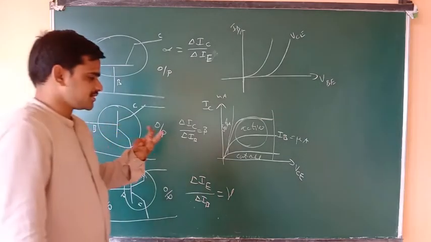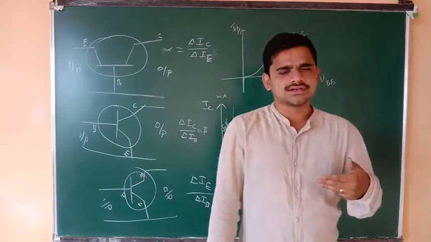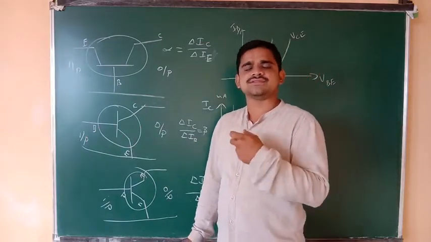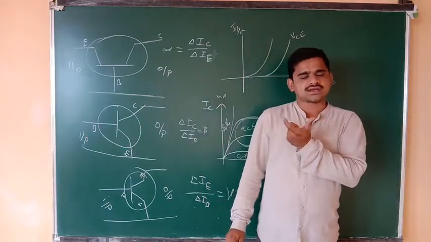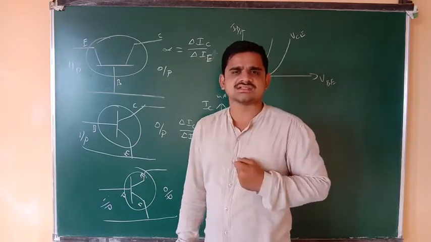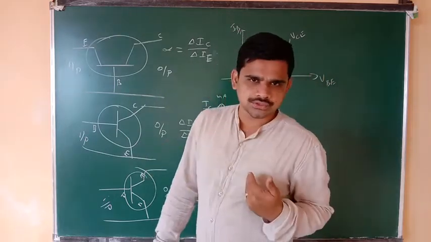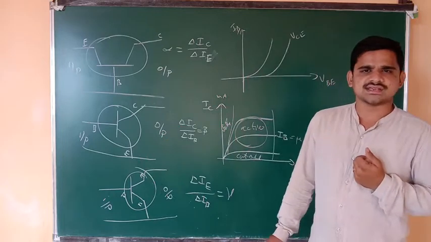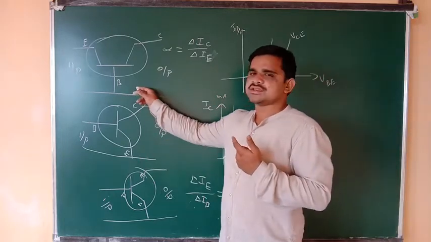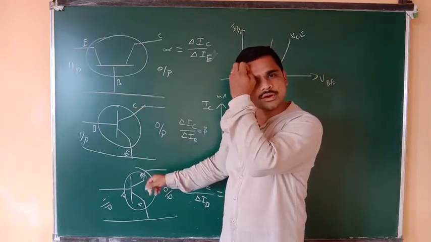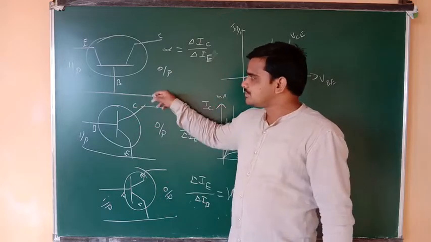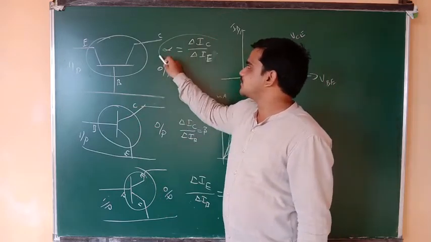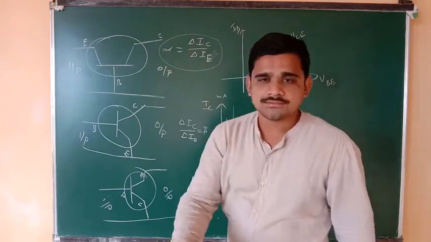Here we have three different ways we can connect this transistor in between the input and output. So we can connect them in a common base configuration, common emitter configuration, or common collector configuration. In common base configuration, current gain alpha is equal to output current by input current.